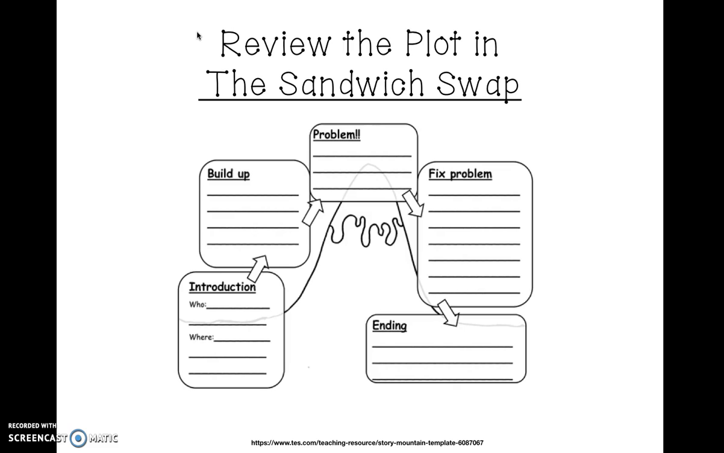So we need to figure out who our main character is and where they are. In this book, we have two main characters, Salma and Lily. Salma and Lily are best friends, and they are at school. The author talks about how they did everything together, like drawing pictures, playing on the swings, jumping rope, and even eating lunch together.